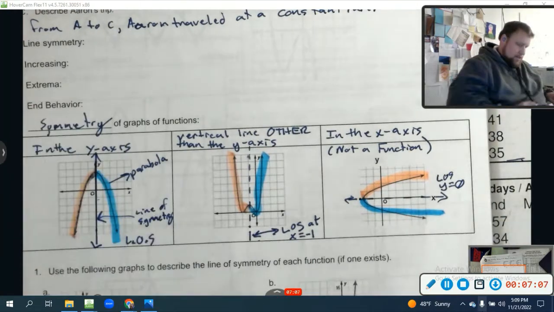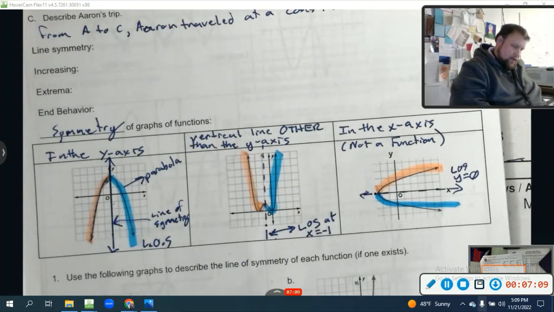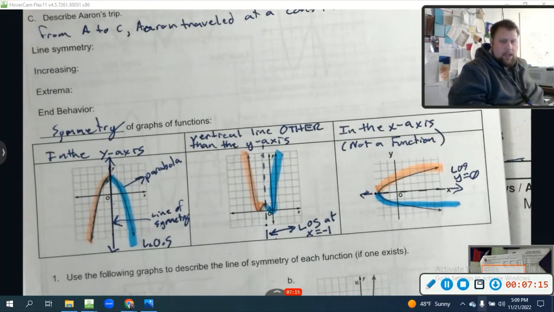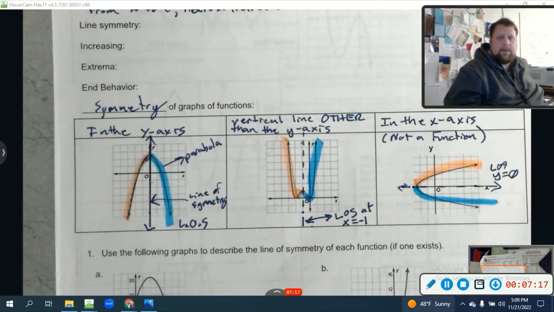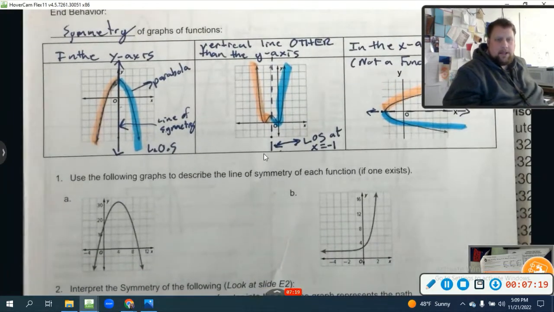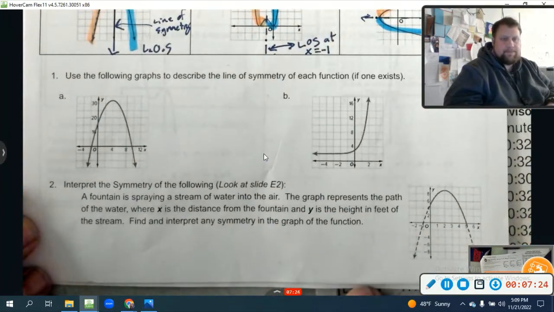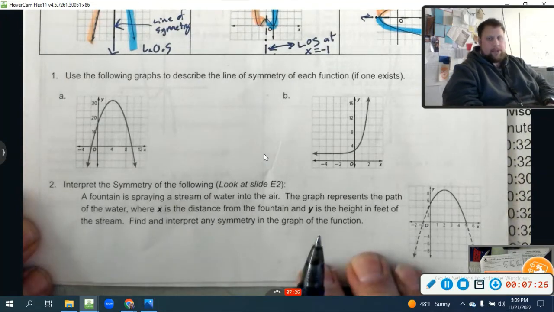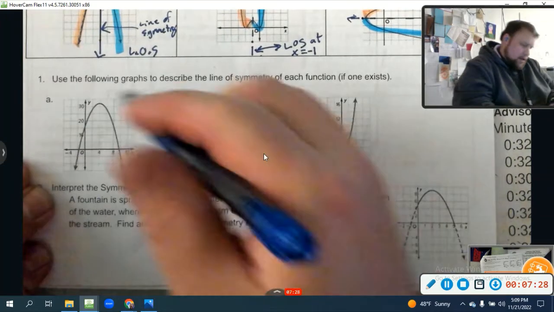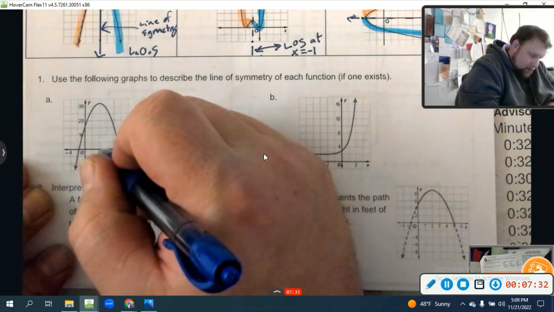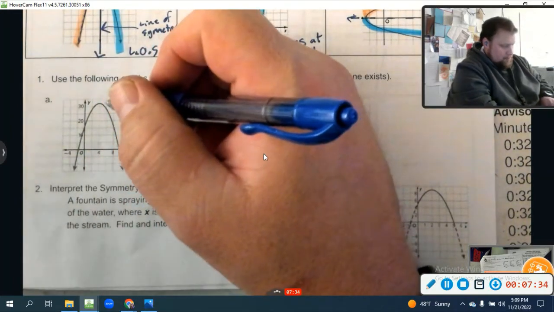Okay, it says use the following graphs to describe the line of symmetry of each function if one exists. Go ahead, look at this one right here. See if you can draw in its... Man, I keep describing stuff you're not seeing. Let's look at 1A. See if you can draw in its line of symmetry. Pause this if you need to. Ready, set, go. Okay, looking at it, it looks like it's going to be right here at 4.